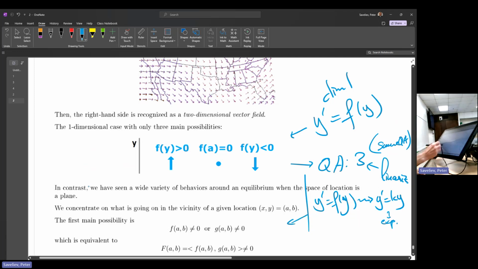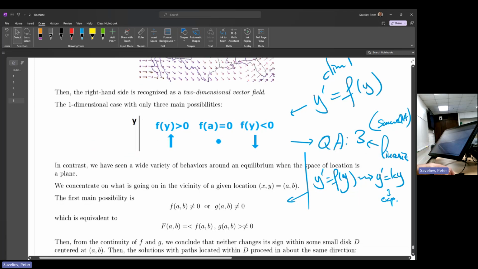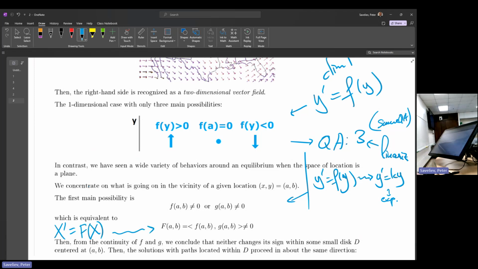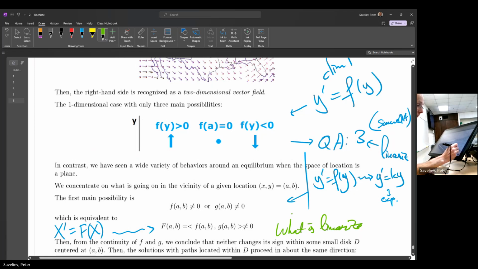Okay, so that's what we hope for in dimension two. So this is my differential equation, now x prime is equal to f of x. If you want a vector, use vector notation in two dimensions. That's how you write it. So input, output, and then the question becomes really big, and that is what is linearization in dimension two?